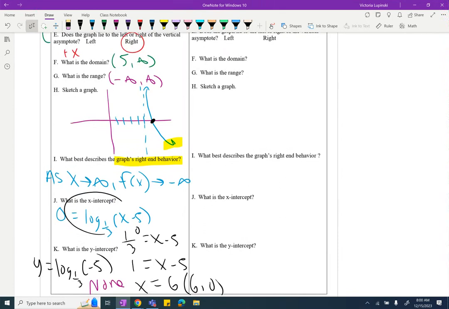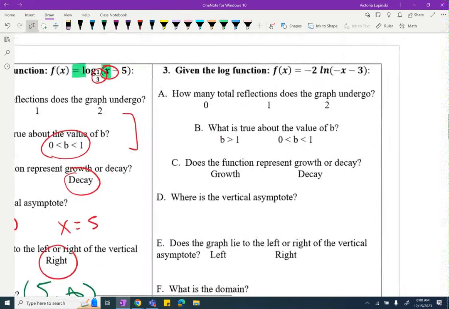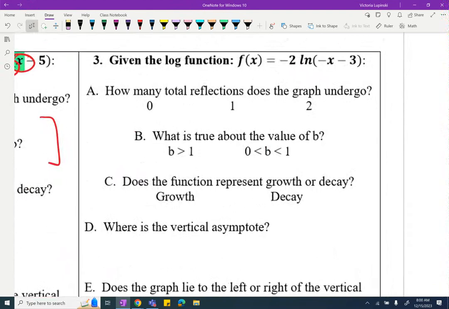Okay. All right, let's try one more together, and then I'll give you some time to practice some on your own. So go ahead and take a look at number 3. Negative 2 ln of negative x minus 3. Just to check, you guys all have these problems, right? Some of you, okay, just check.